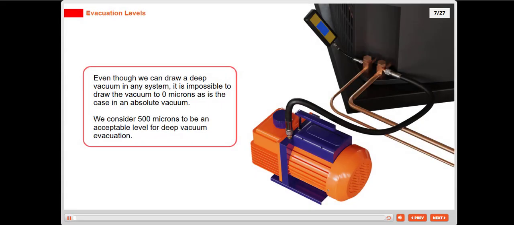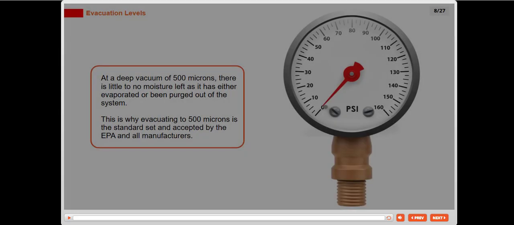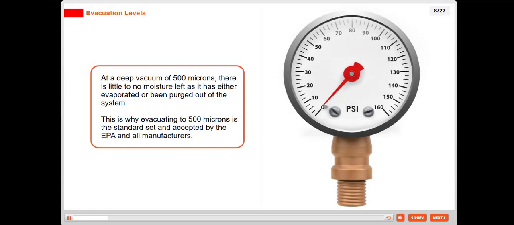Even though we can draw a deep vacuum in any system, it is impossible to draw the vacuum to 0 microns as is the case in an absolute vacuum. We consider 500 microns to be an acceptable level for deep vacuum evacuation. At a deep vacuum of 500 microns, there is little to no moisture left as it has either evaporated or been purged out of the system. This is why evacuating to 500 microns is the standard set and accepted by the EPA and all manufacturers.